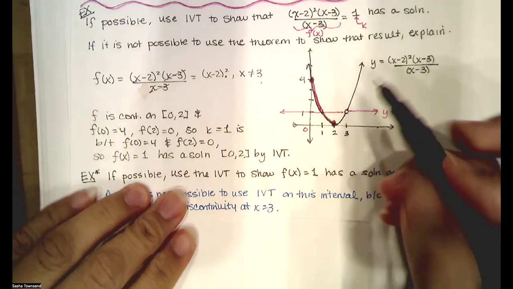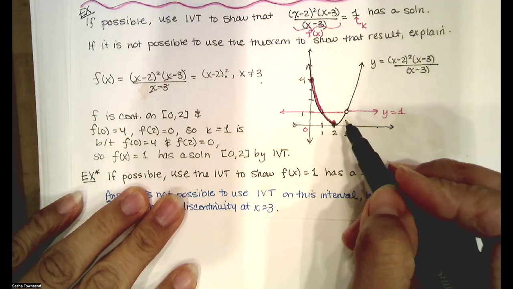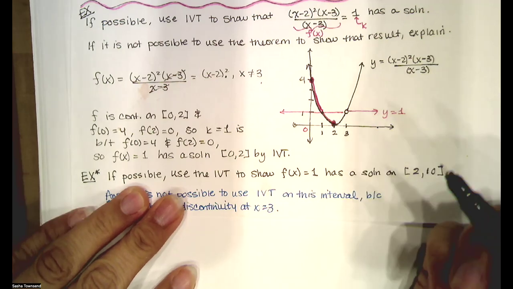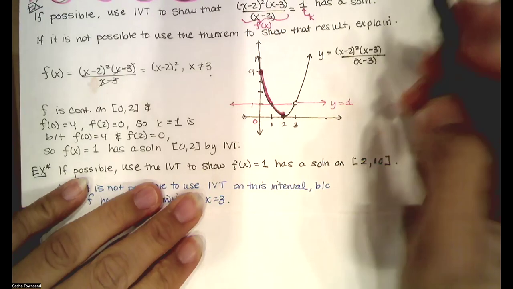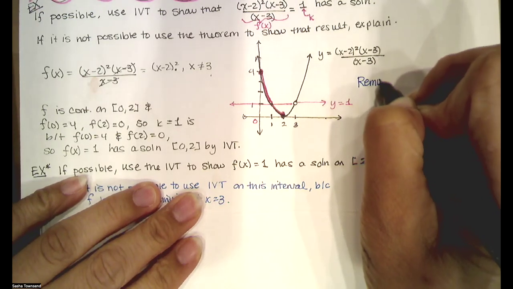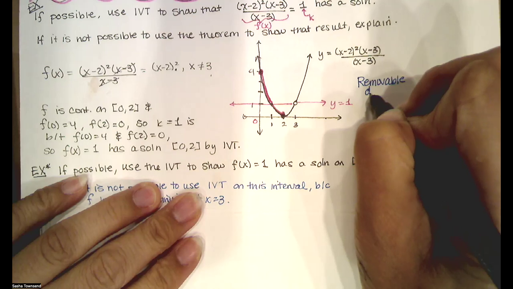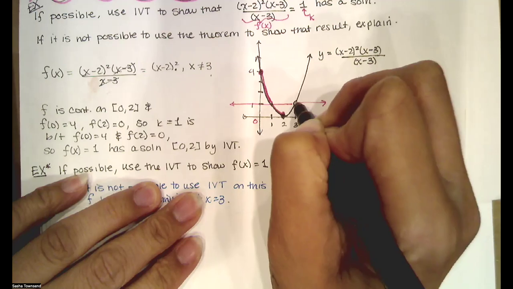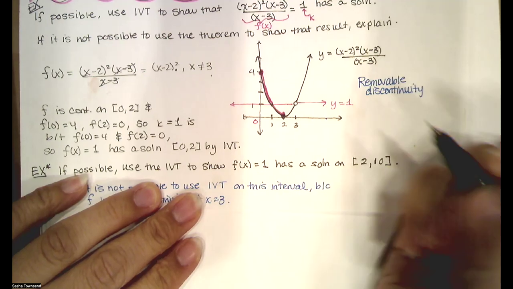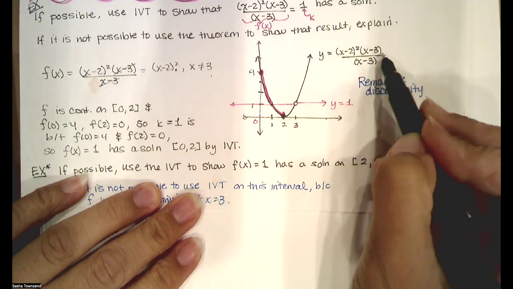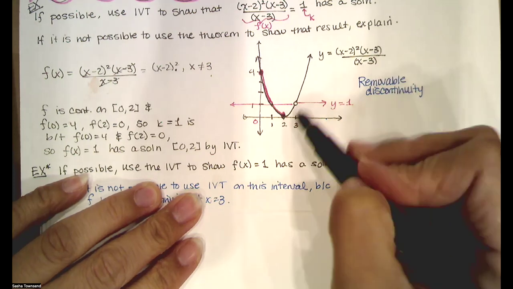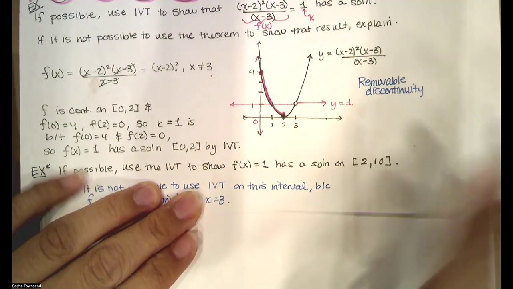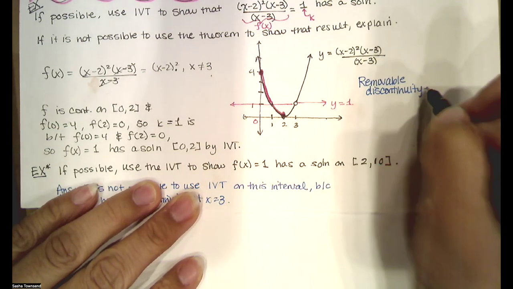Now, this type of discontinuity where the limit exists, but the function is discontinuous there, is called a removable discontinuity. We call it removable because we could remove it just by redefining the function. We could say, let f be equal to this as long as x isn't equal to 3, and let f equal 1 when x equals 3. That would just allow us to fill in that little hole, removing the discontinuity.